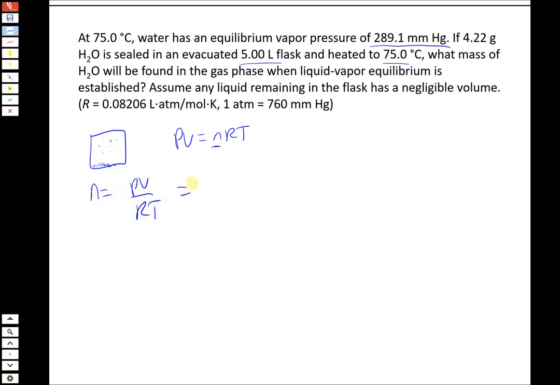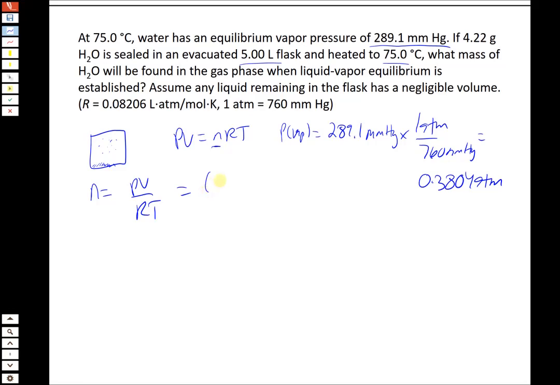RT. In order for this to work, because we're using R, we need to have our vapor pressure be in atmospheres. So the vapor pressure in this case, which is 289.1 millimeters of mercury, we have to divide that by 760 to get it in atmospheres. So it's 0.3804. Keep 4 sig figs, just don't round too much. 0.3804 atmospheres is our vapor pressure of water at that temperature.